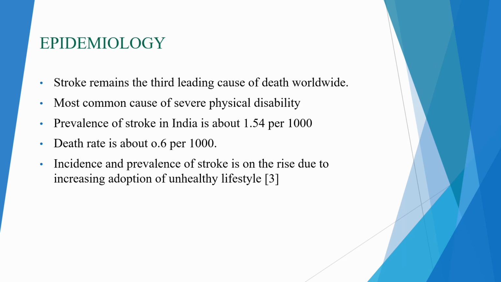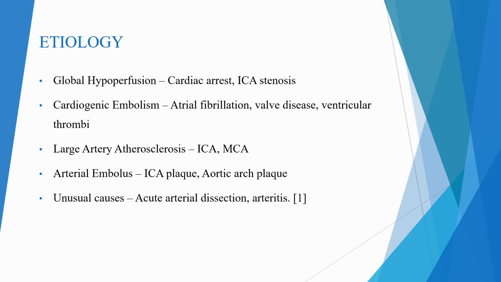Epidemiology. Stroke is the third leading cause of death globally and a major cause of physical disability. In India, the prevalence is 1.54 per 1,000 people, and the rate is increasing due to poor lifestyle habits. Etiology: common causes include hypoperfusion from cardiac arrest, embolism due to atrial fibrillation, or arterial plaque. Rare causes include dissection and arteritis.